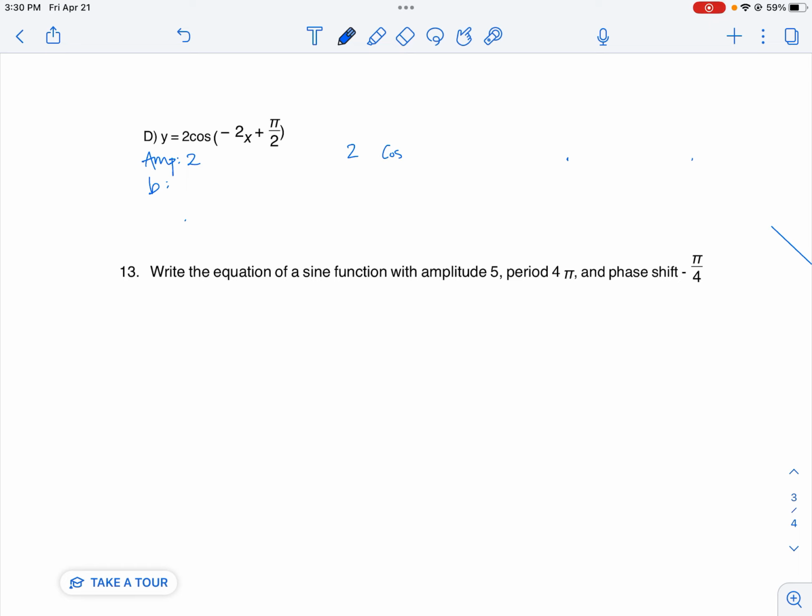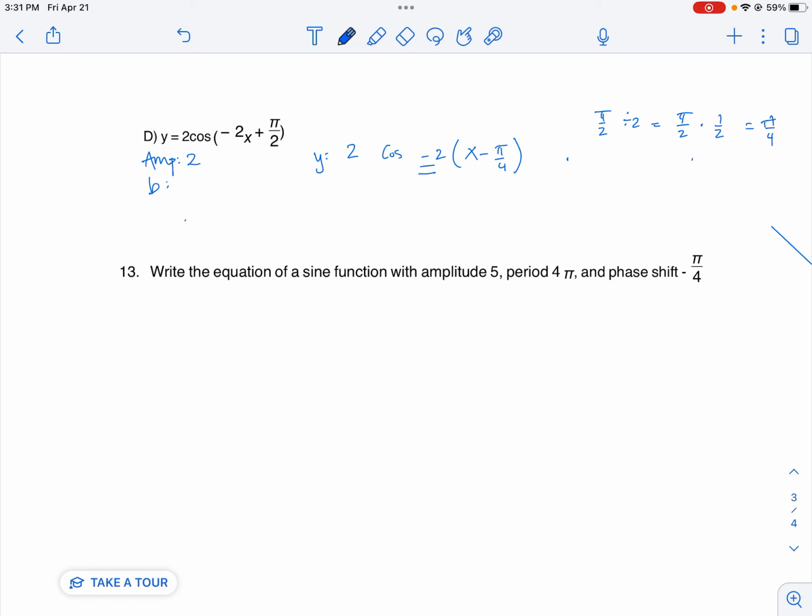So cosine of negative 2, and then that would be x minus, let's see, pi over 2 divided by 2 is the same thing as pi over 2 times 1/2, so that is going to be 1/4, or excuse me, pi over 4. So that's x minus pi over 4. All right, taking a look at this a little more closely, I am looking at a negative 2 here.